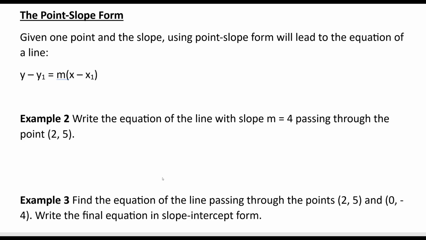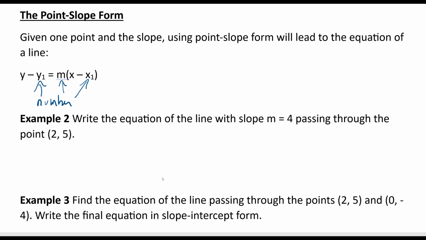So y minus y1 equals m times x minus x1. So m is a number, y1 is a number, and x1 is a number. But the y and the x are not numbers.